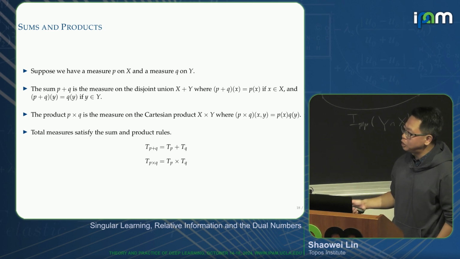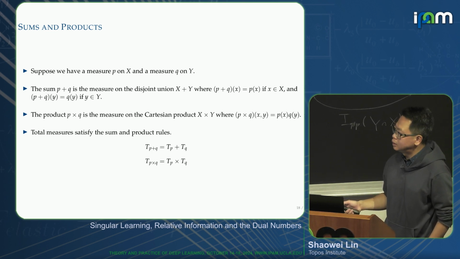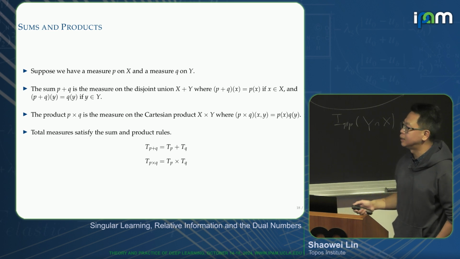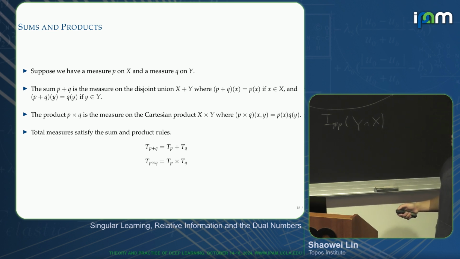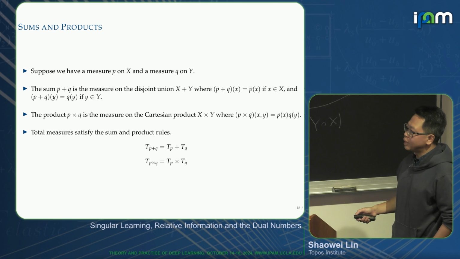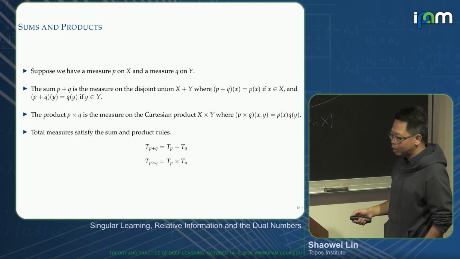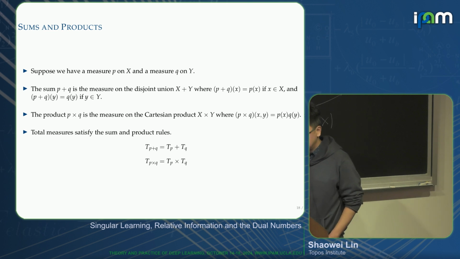You can also take the Cartesian product of measures. If P and Q are two measures, you can take their Cartesian product, where the measure on X and Y is going to be P of X times Q of Y. We also know that the total measure of this disjoint union is going to be the total measure of P plus the total measure of Q, and the total measure of P times Q is going to be the product of their total measures.